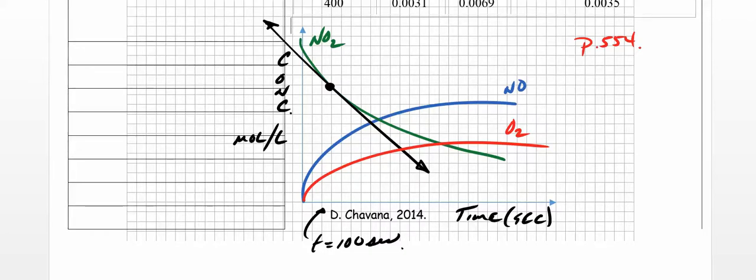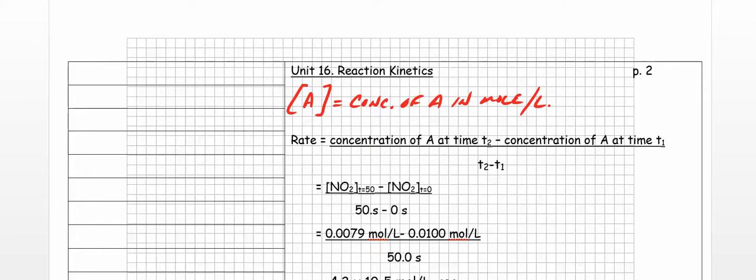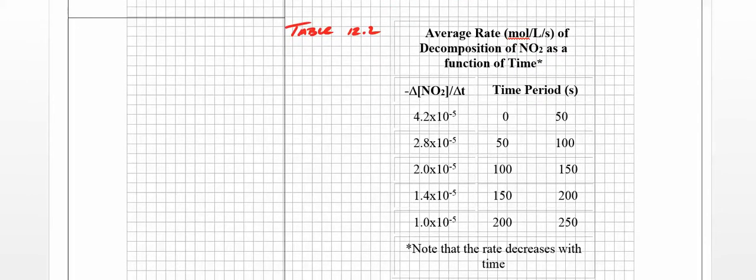The reason that's important is that if we look at this table, let me scroll down just a bit. This is the average rate in moles per liter per second of decomposition as a function of time. By the way, this is table 12.2. Notice that over a period of time, the rate of decomposition is decreasing. Note that the rate decreases with time. Well, that makes sense. Why would that make sense?